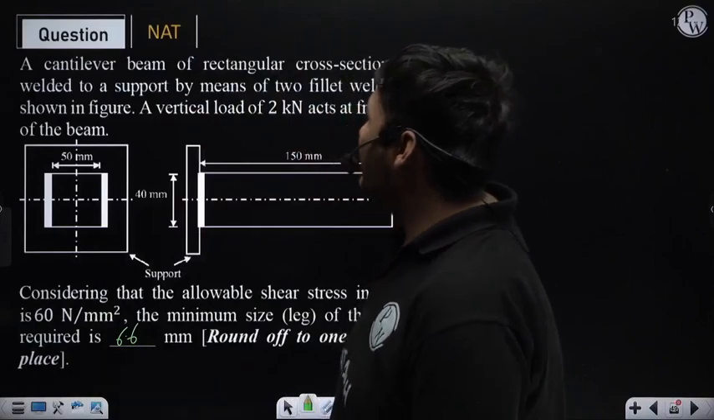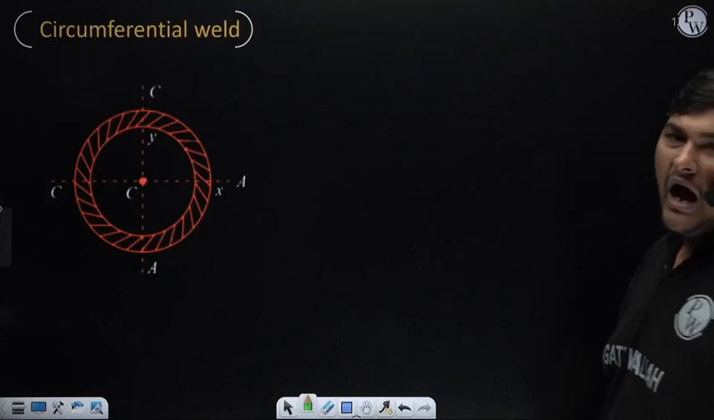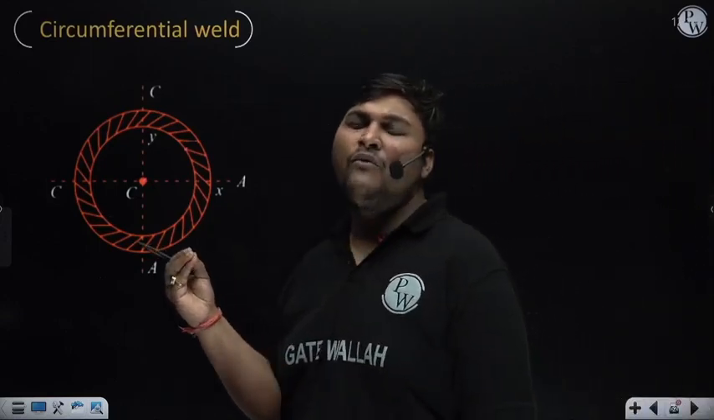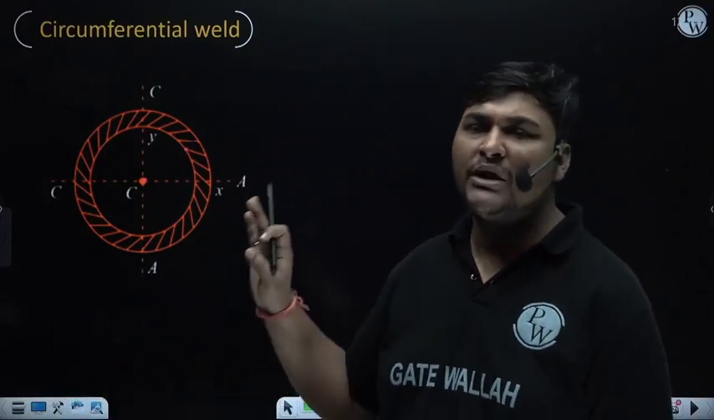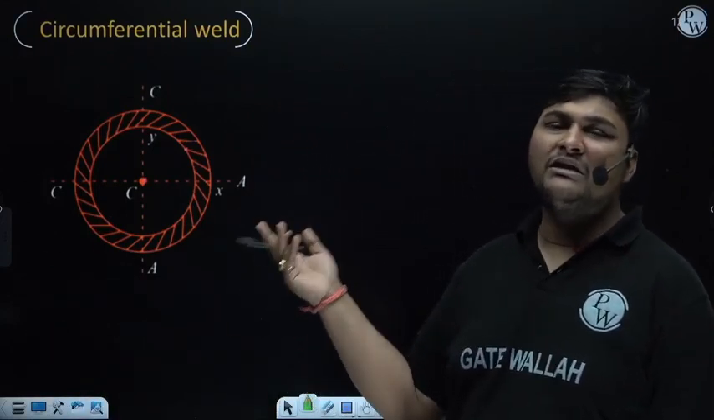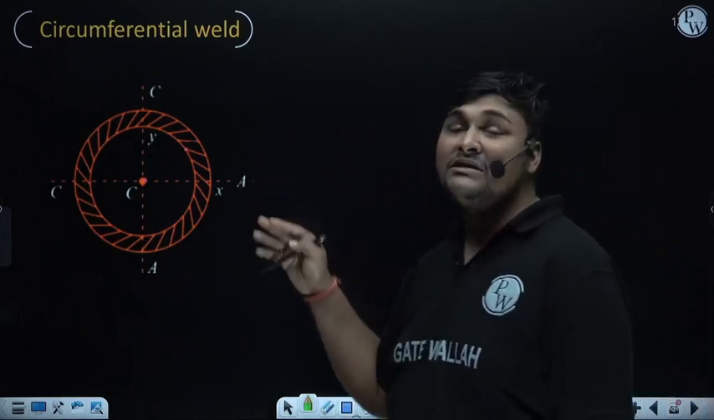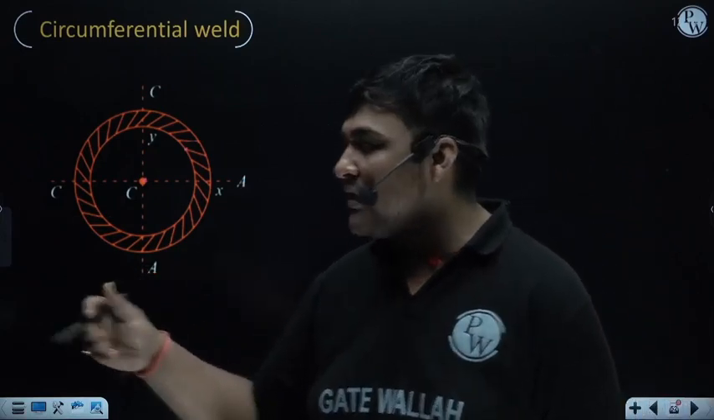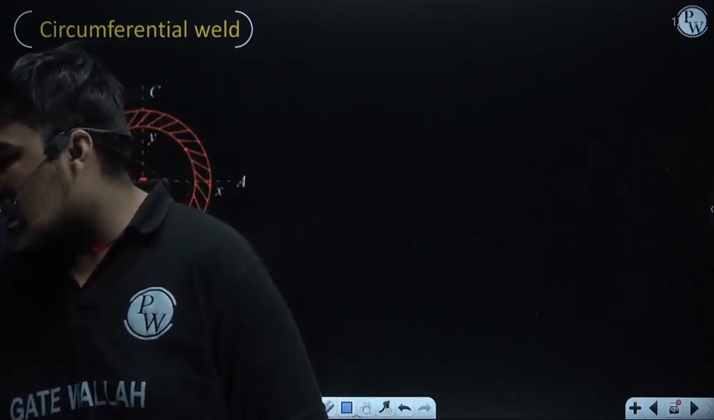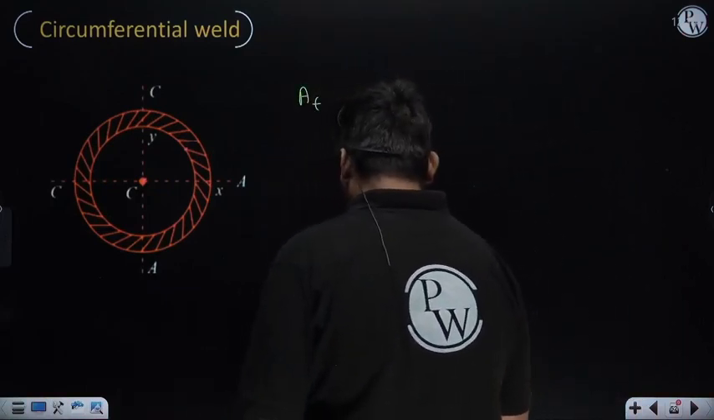Okay. Now we'll discuss a special case in welded joints, that is circumferential weld. You only need to remember the formula of area of throat, area moment of inertia about the centroidal axis, and polar moment of inertia of circumferential weld. The rest of the analysis is the same, which we have discussed for all other types of weld. And here the analysis of circumferential weld will become easy, because you need to directly remember the formula of area of throat, polar moment of inertia, and area moment of inertia about the centroidal axis.